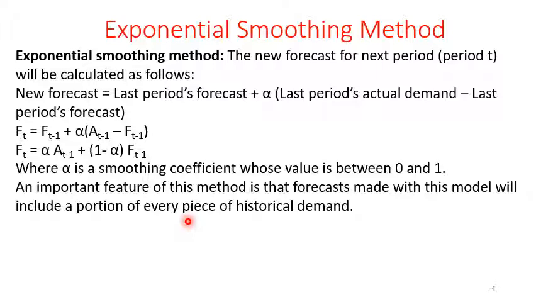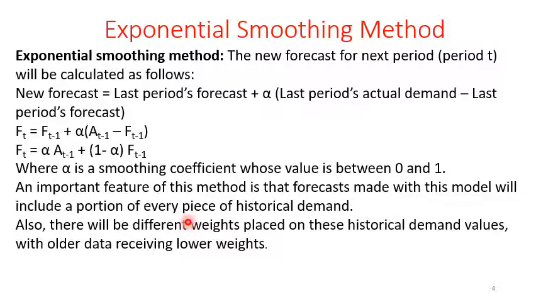So this forecast will make use of every piece of the historical demand, all the previous data, because your new forecast is going to be some correction of the previous data. All previous data with the correction, the alpha smoothing coefficient, is included in that expression. So this coefficient will smoothen out some of the fluctuations. That's the idea behind this exponential smoothing method.